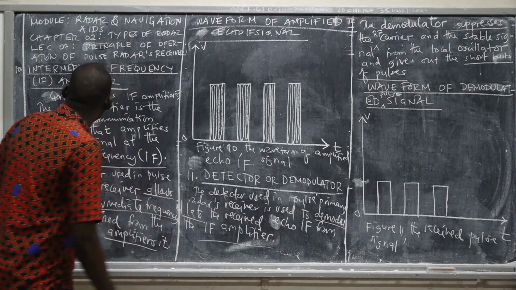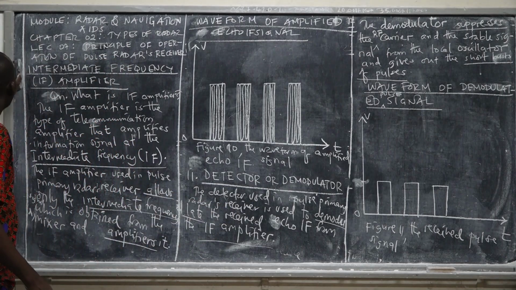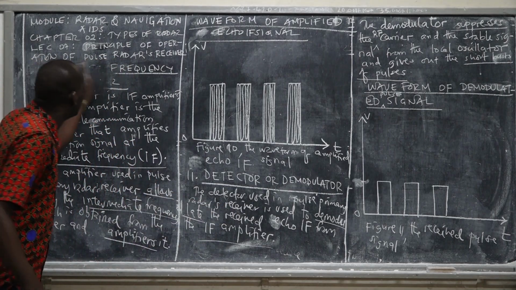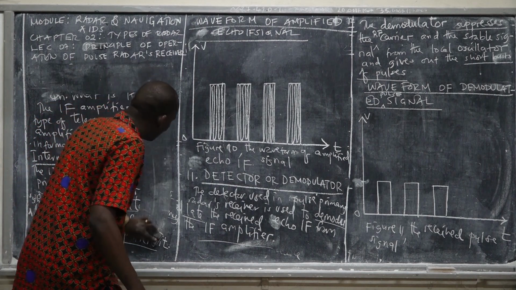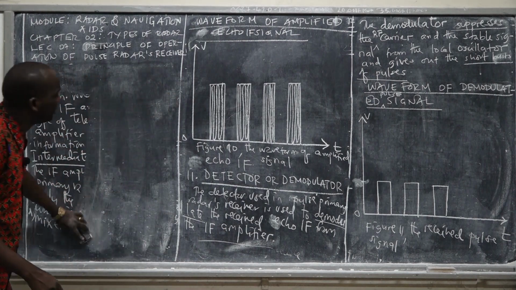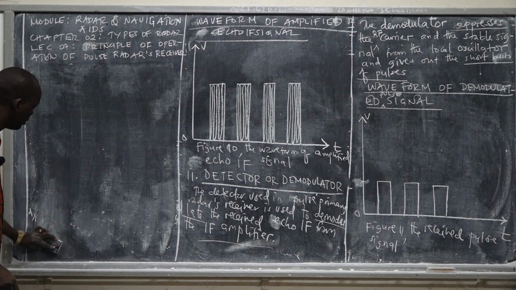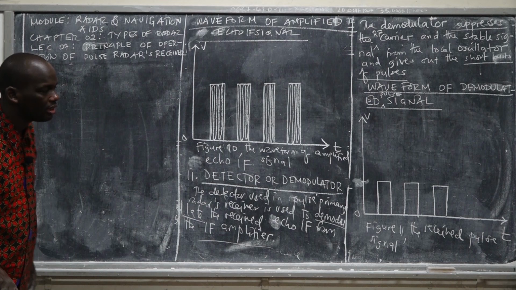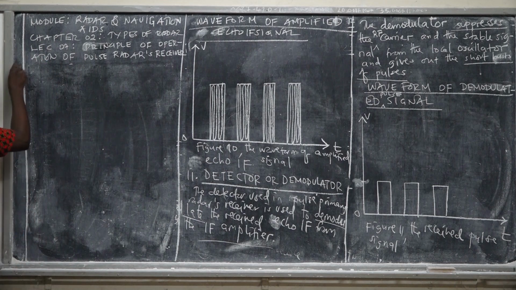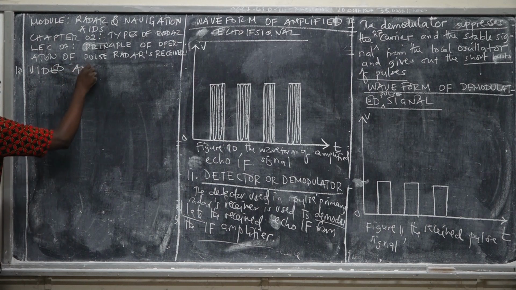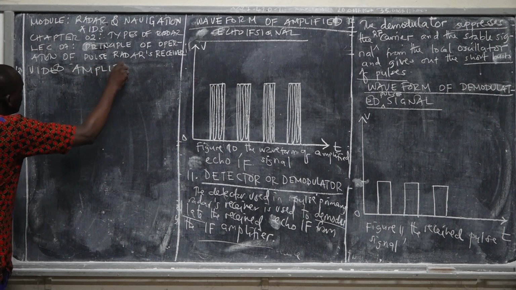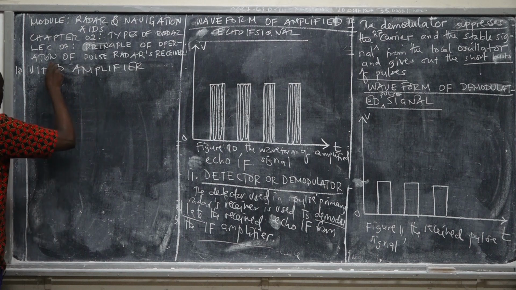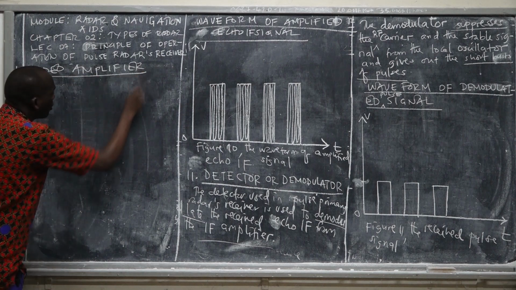So if it is a weak signal, then we need to amplify it. That's why we have the next block, which is called the video amplifier. Say video amplifier. Class, say video amplifier. Yeah, thank you. So this is the 12th block.